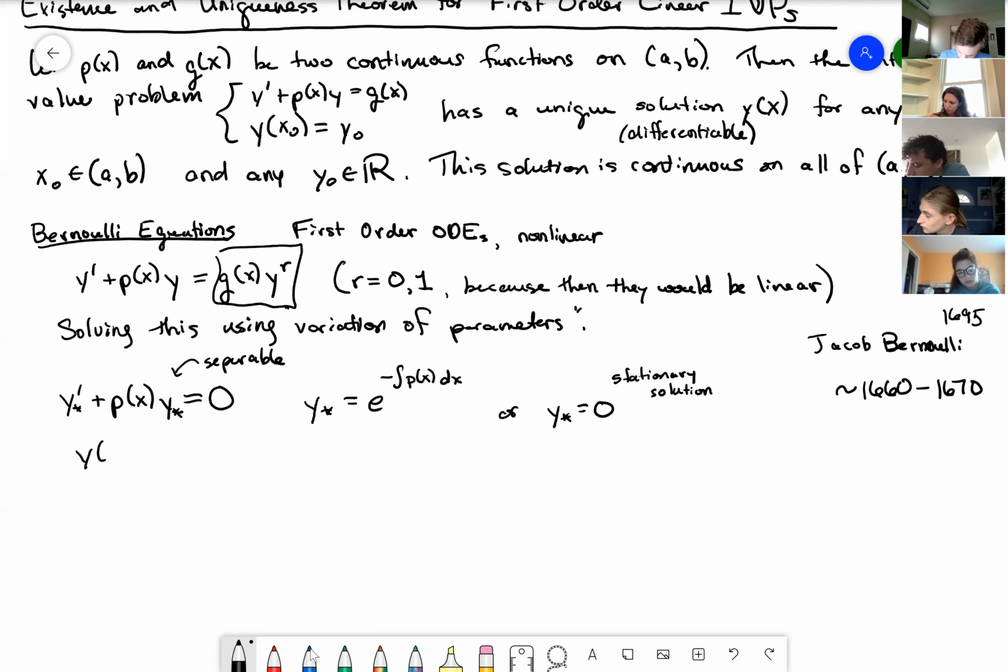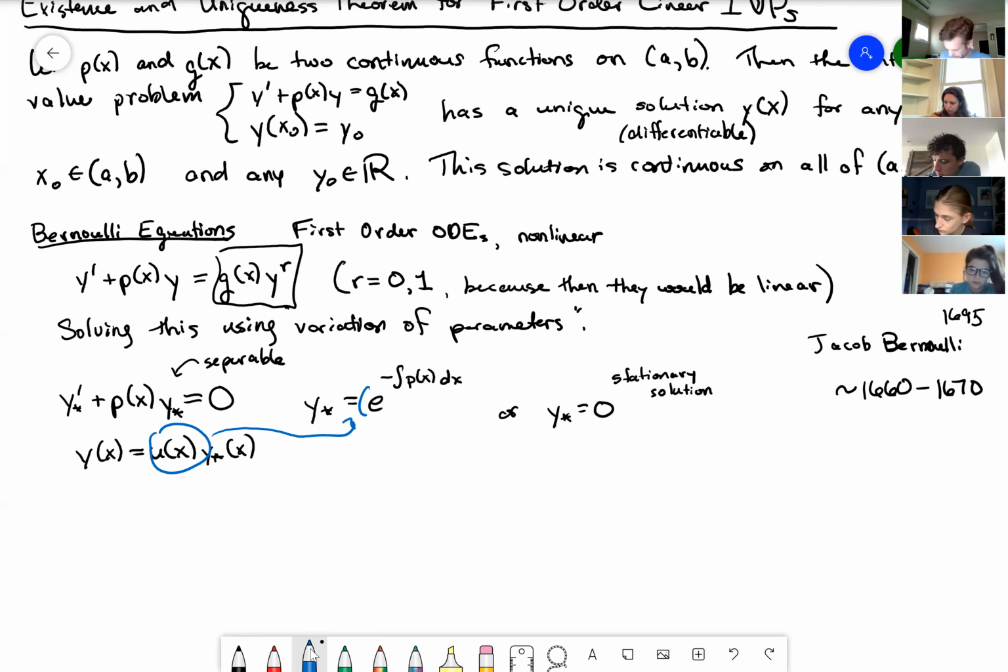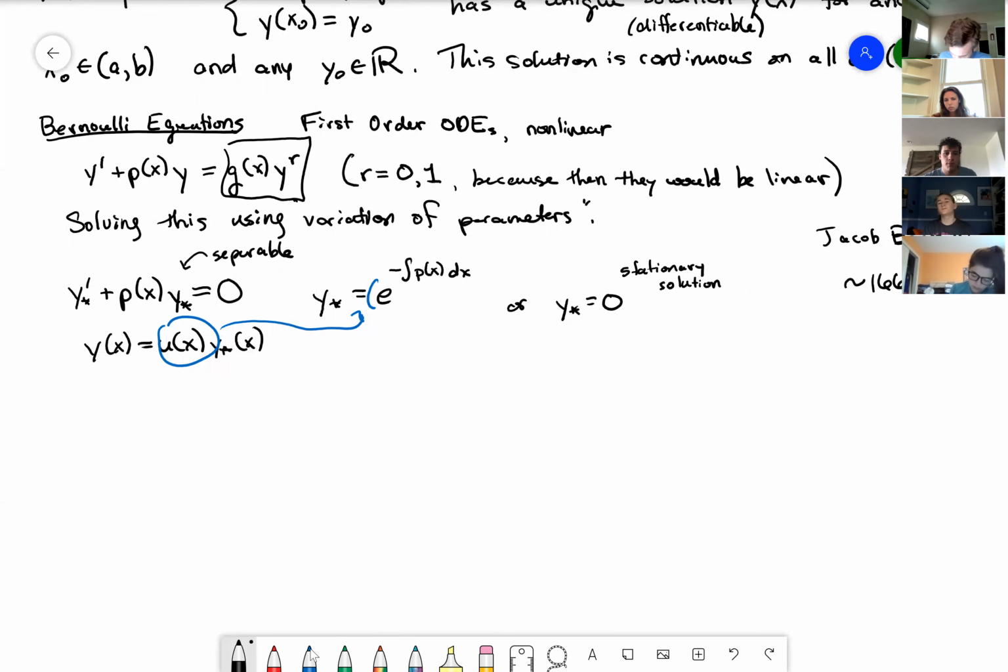So at this point, nothing has changed. We look for y of x equal to u of x times y star of x, because of course we have a c that we're leaving out here, and so we're replacing that c with the u of x. That's the variation of parameters part. The c is the parameter. And so we plug this back into our initial equation.